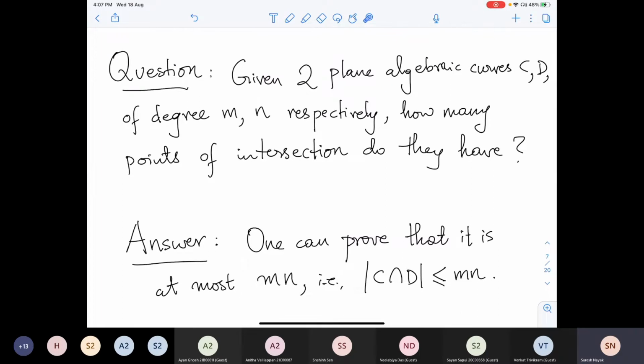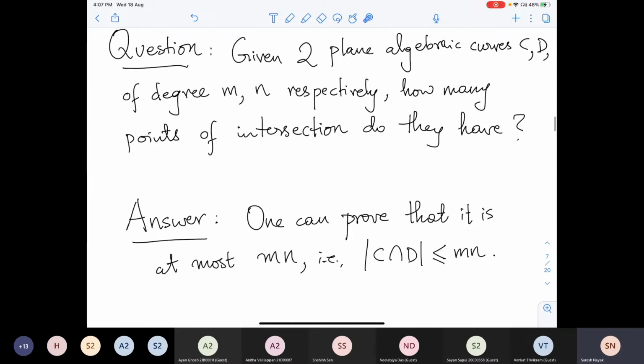Given 2 plane algebraic curves, C and D, of degrees m and n. So above, what was happening was one of them was, let's say, a curve of degree 1, 2, 3, or 4, and D was a line. So n was 1 and m was from 1, 2, 3, and 4. So given 2 such plane curves, how many points of intersection do they have?